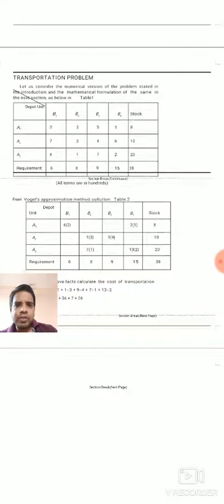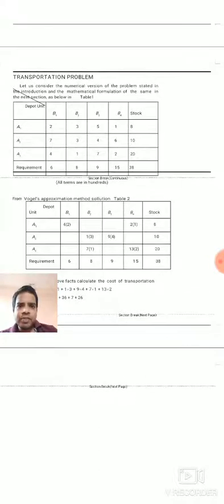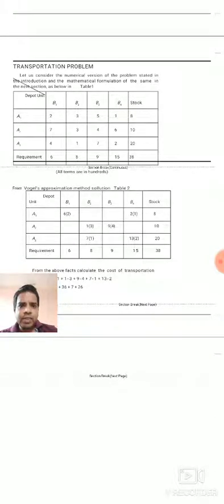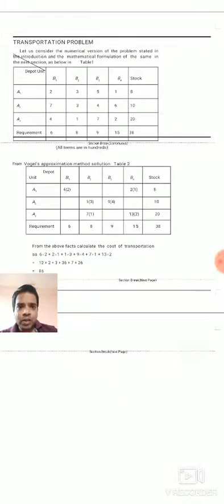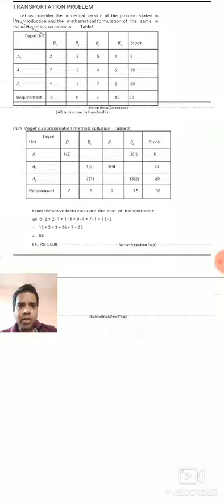Now this is the transportation problem. In table 1, B1, B2, B3, B4 are the destination centers, A1, A2, A3 are the sources, supply is 8, 10, 20 and demand is 6, 8, 9, 15. Please check whether this problem is balanced or not. It is balanced: 8 plus 10 plus 20 is 38, and 6 plus 8 plus 9 plus 15 is also 38. All the costs are given in terms of hundreds. Now you need to solve that problem by using Oza's approximations method.